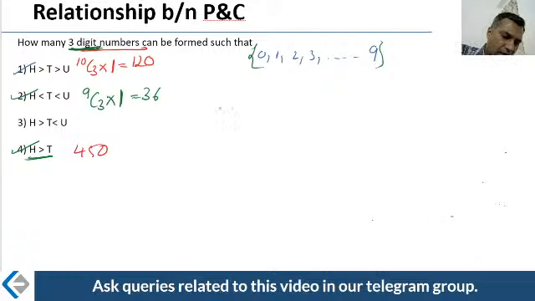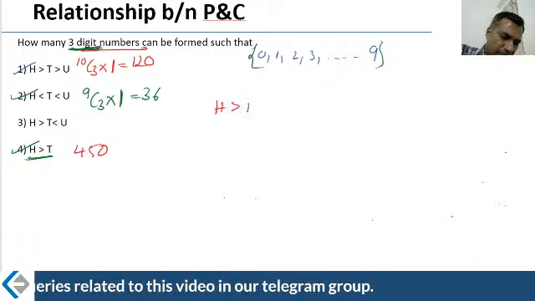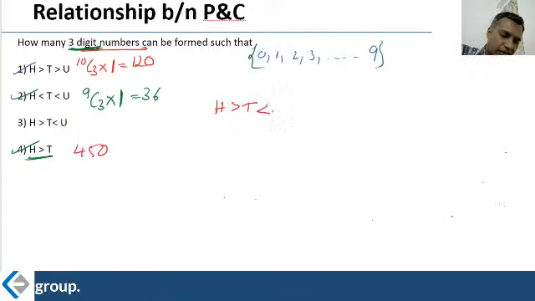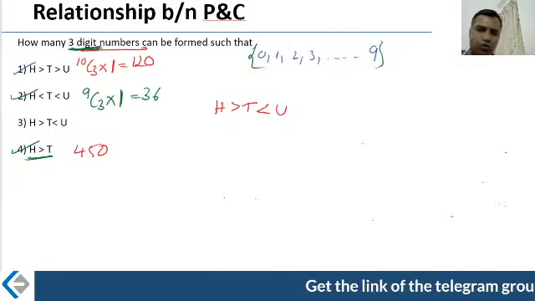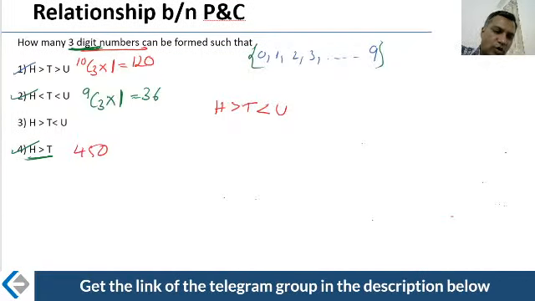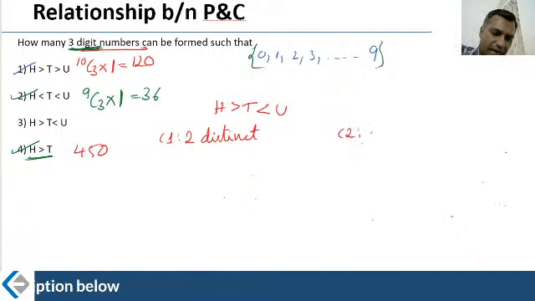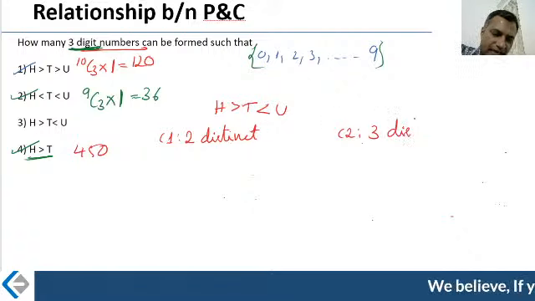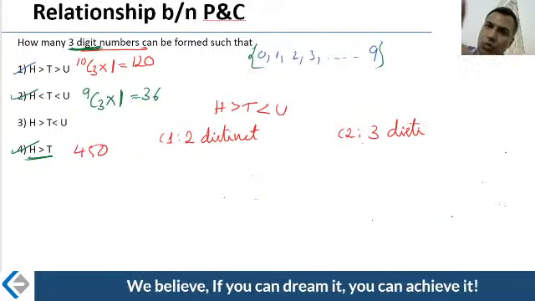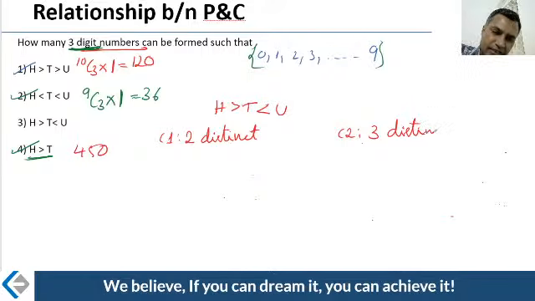Firstly, the hundreds place is greater than the tens place, or the tens place is less than the units place. Now, this can be done in 2 ways. Case 1, I have only 2 distinct digits. Case 2, I may consider 3 distinct digits. I cannot satisfy this condition with 1 digit, right? 3 distinct digits is also fine.